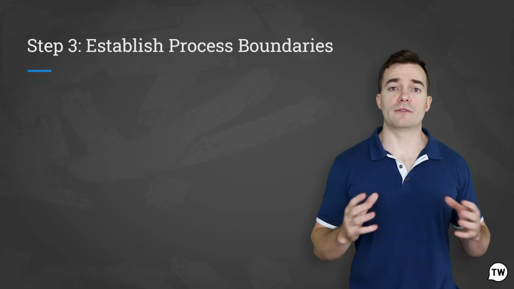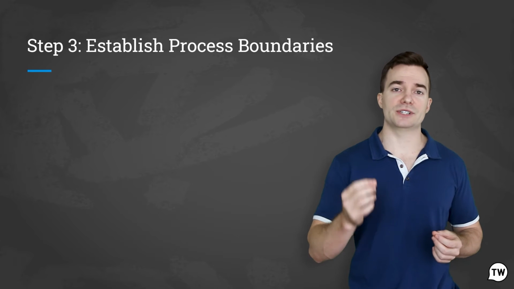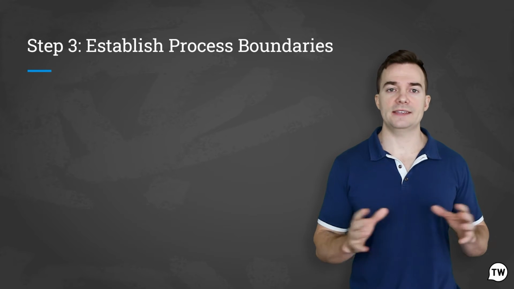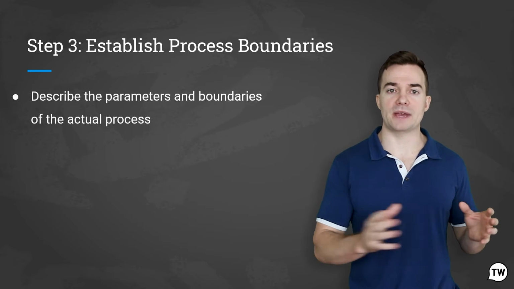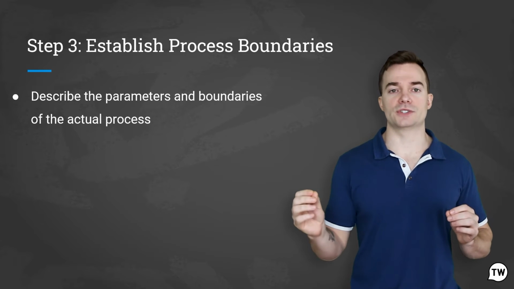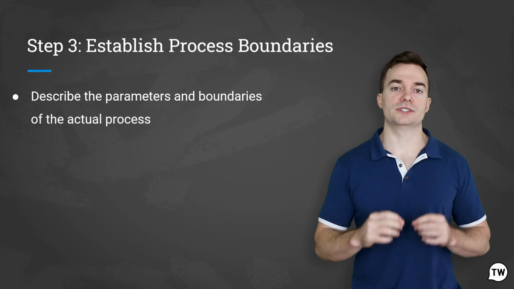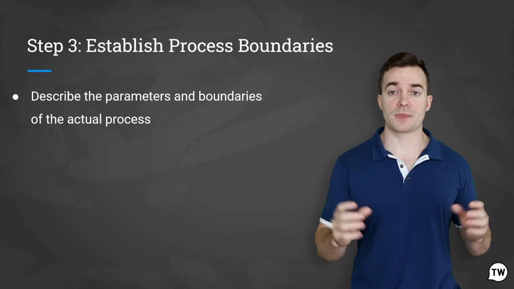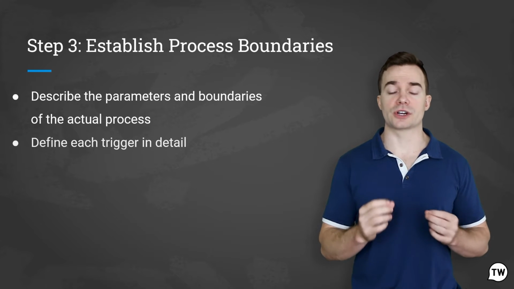The third step of writing the process document is to establish process boundaries. In this step, you have to describe the parameters and boundaries of the actual process, including the starting point and end points, as well as what causes the process to start and end. Make sure to define each trigger in detail.